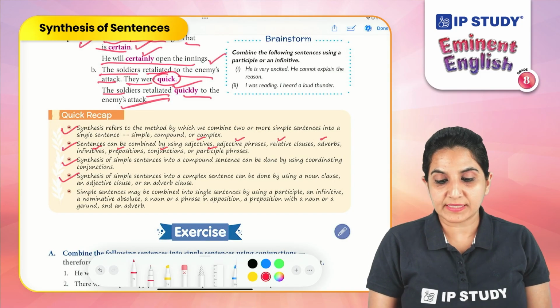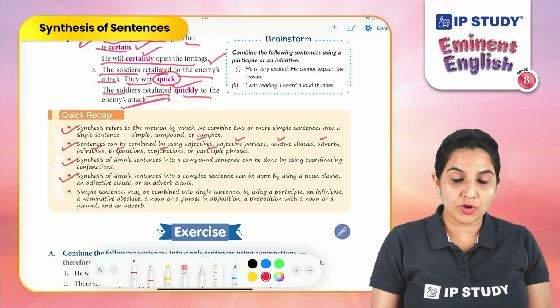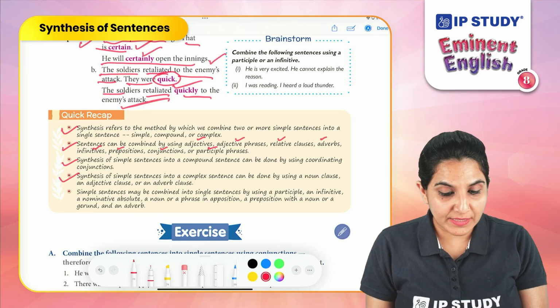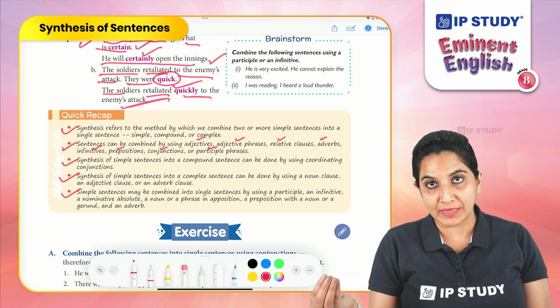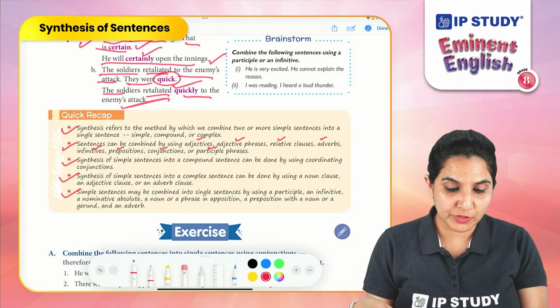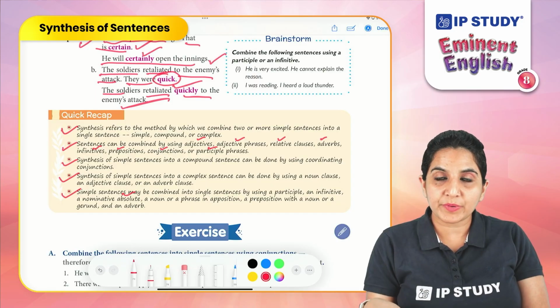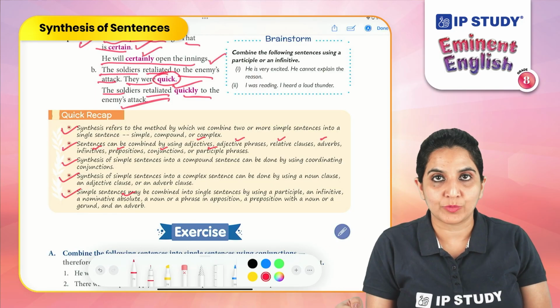Synthesis of simple sentences into a complex sentence can be done by using a noun clause, an adjective clause, or an adverb clause. Simple sentences may be combined into a single sentence by using a participle, an infinitive, a nominative absolute, a noun or a phrase in apposition, a preposition with a noun or a gerund, or an adverb.